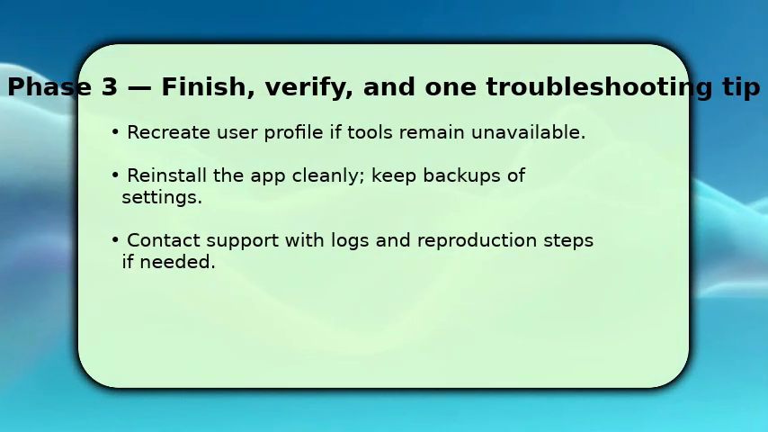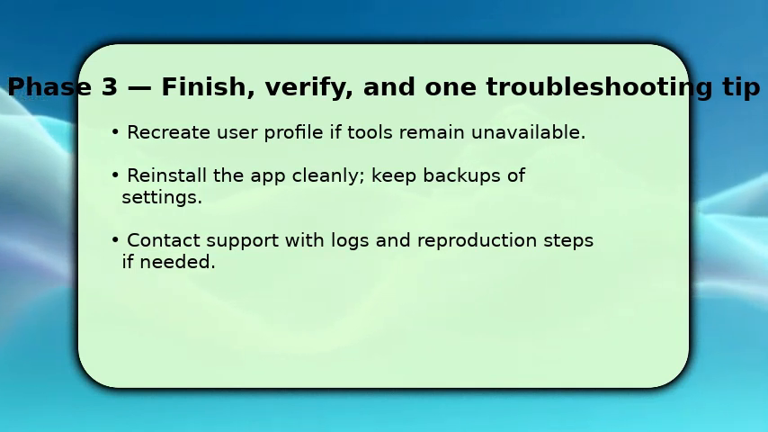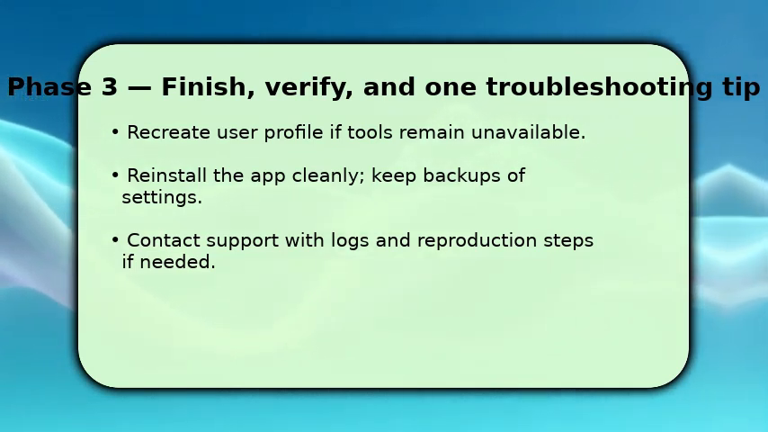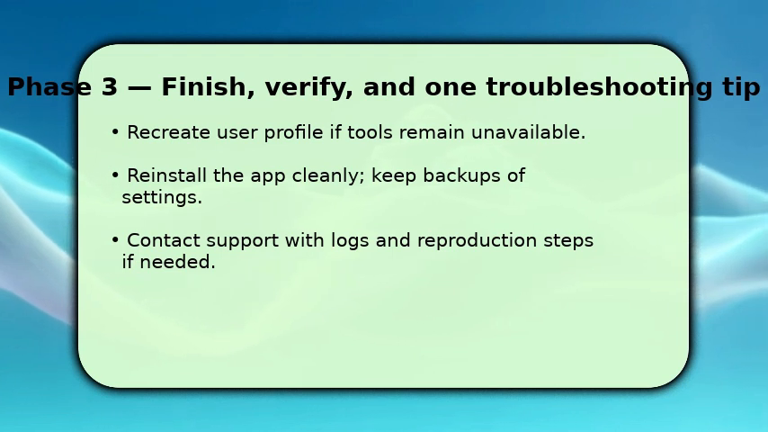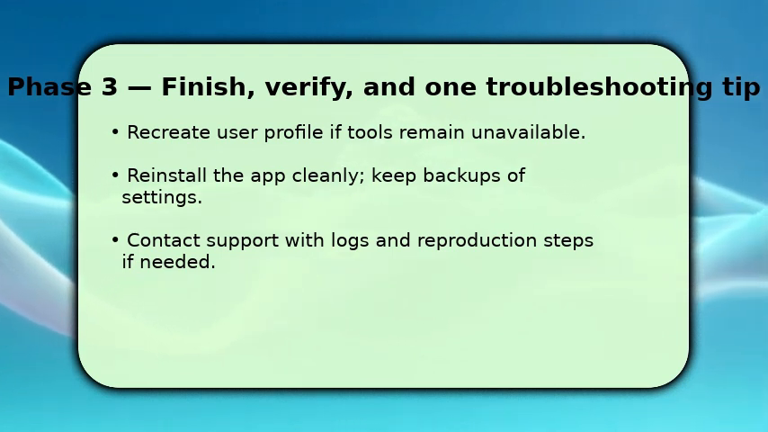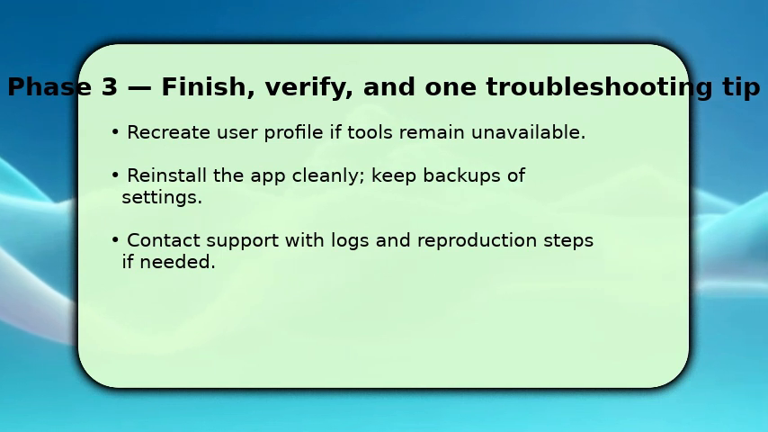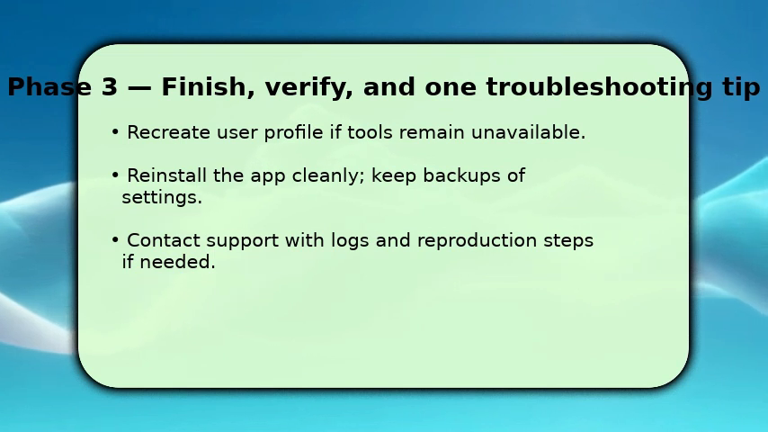To finish, recreate your user profile when tools still won't appear. A fresh profile removes hidden corruption. Then perform a clean reinstall of the app, uninstalling first and deleting leftover folders, and restore only verified settings from backup. Test writing tools immediately in a new document to confirm success.